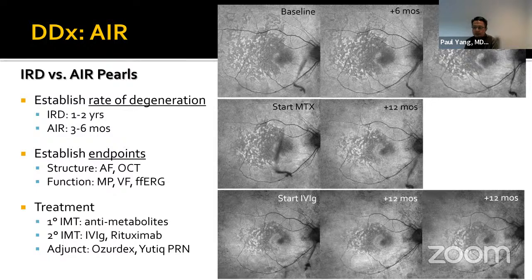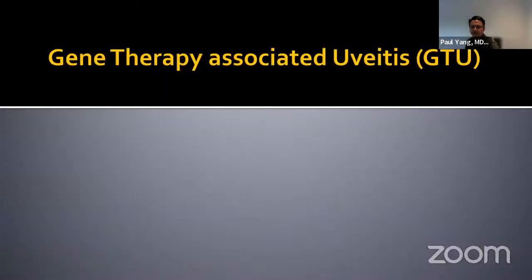And then treatment for autoimmune retinopathy, most will agree you typically do a step-ladder approach. Start with immunomodulators, antimetabolites, and then if that doesn't work, you go to IVIG and rituximab, and then also intravitreal steroids as needed. All right. So next, I'm going to talk about gene therapy associated uveitis.